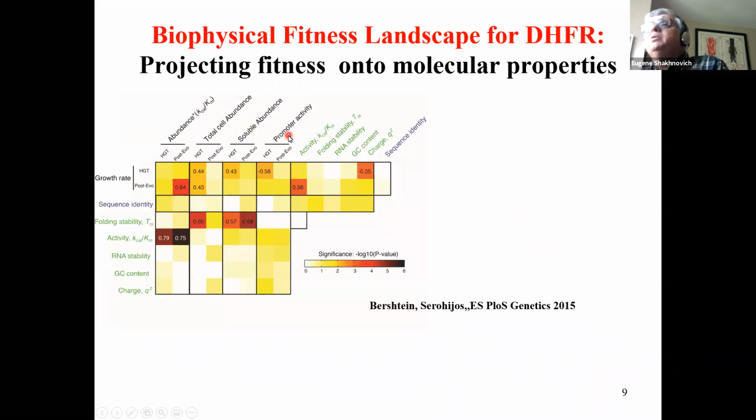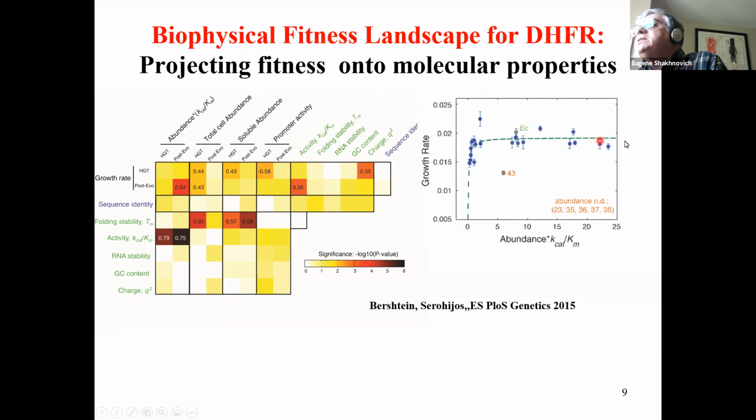So now with these 43 transgenic E. coli, we considered various correlations between fitness or growth rate, which we measured, and different molecular properties. This was published a while ago, so I won't go into detail. But what we have found essentially is that indeed this flux prediction works very well. So when we plot growth rate for the E. coli, for the DHFRs which can be expressed on the E. coli background, some of them cannot, and we now understand why.